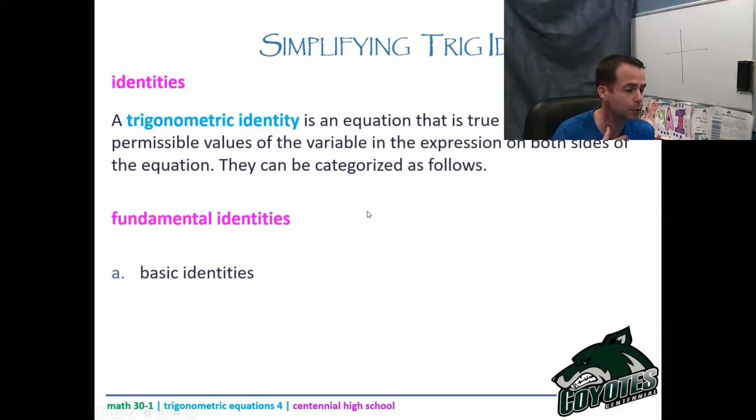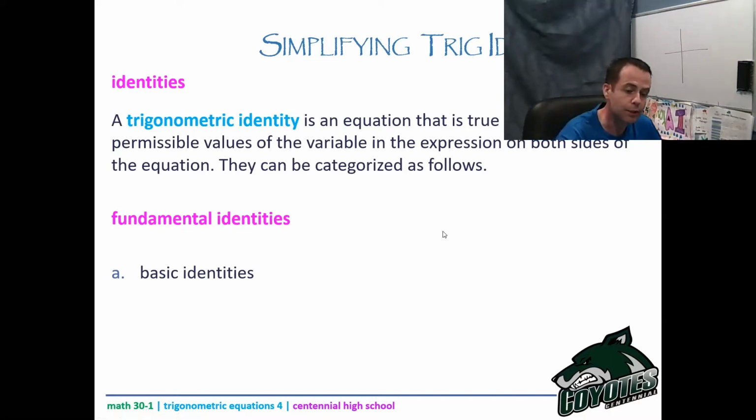So I am in your book now. This is the beginning of simplifying trigonometric identities. A trigonometric identity is an equation that is true for all permissible values of the variable in the expression on both sides of the equation. And what we quickly want to do is just go through a bunch of different categories of groups of identities that we're going to deal with.